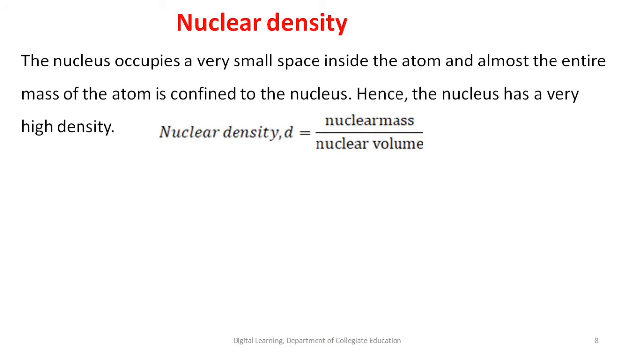Nuclear density is calculated using the formula nuclear mass divided by nuclear volume. Generally, density is calculated as mass by volume. Here we are calculating the nuclear density, hence we are using the formula nuclear mass divided by nuclear volume. We know that the nuclear mass is A into mp.